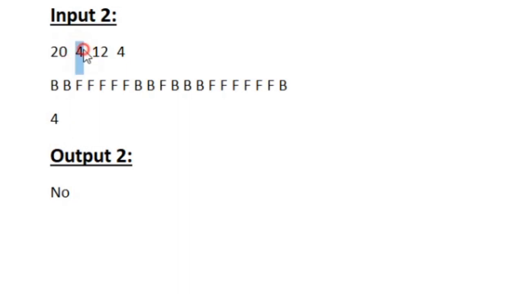So the first integer x is equal to 4. So the first 4 seats out of the 20 seats belong to the X block. So I am highlighting the first 4 seats of the 20 seats, and then the integer y is equal to 12. So the next 12 seats are the Y block. So I am highlighting the next 12 seats. So these 12 seats belong to the Y block, and then the remaining 4 seats belong to Z block. So I am highlighting the Z block. And now the integer k is equal to 4. So we have to check for 4 continuous seats in the same block.